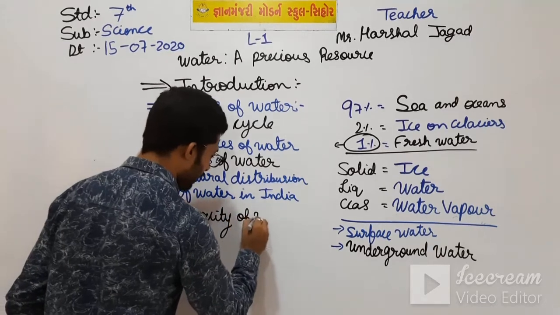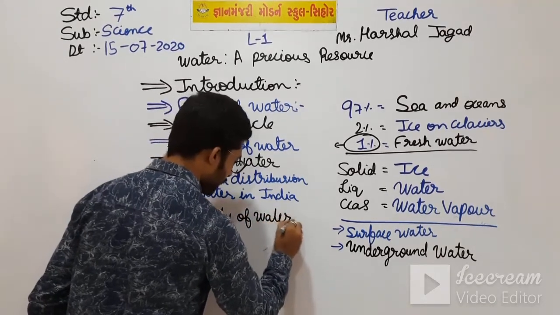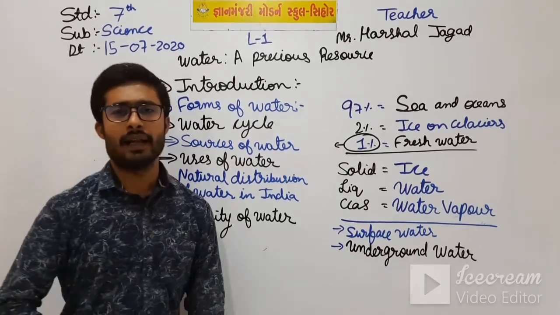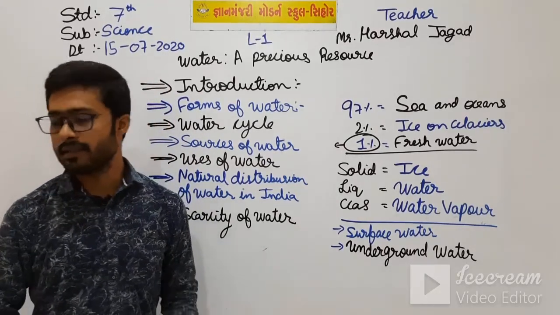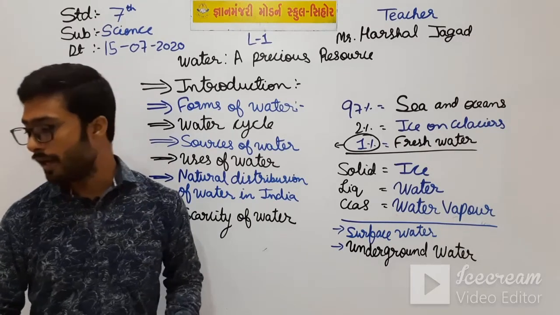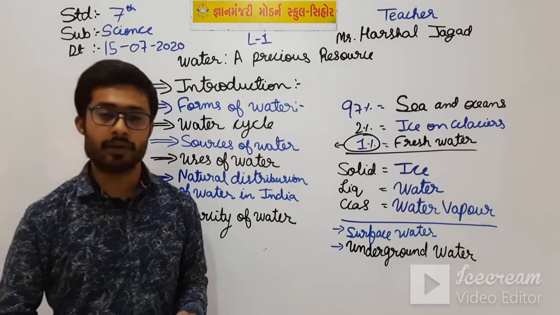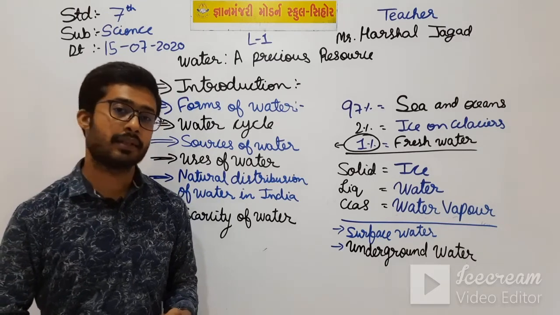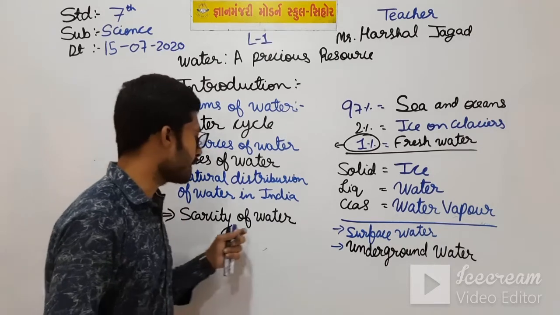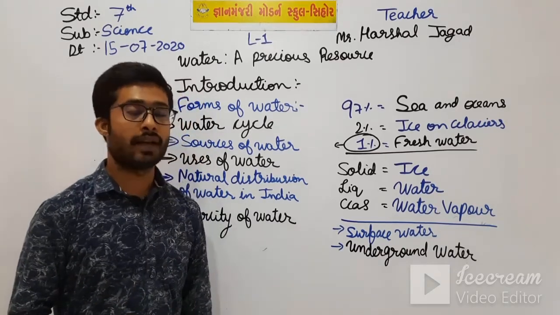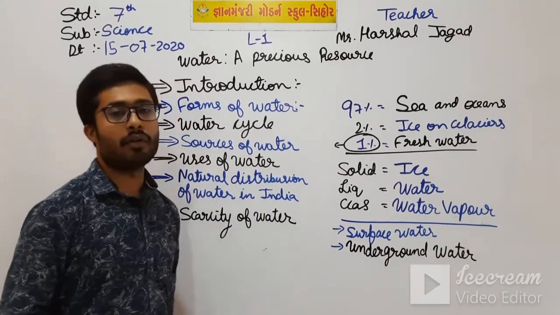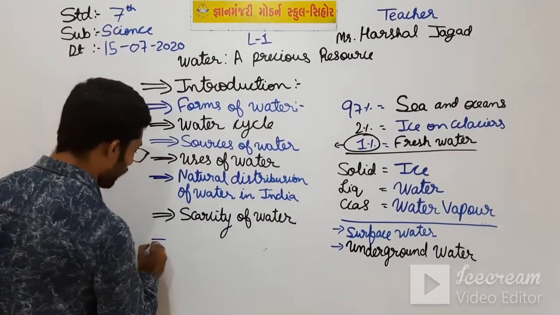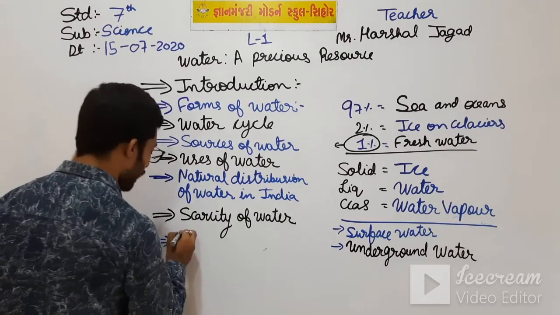Scarcity of water. In this we have seen many points, like increasing population, urbanization, increasing industries, deforestation, agriculture uses, activities, or human interference. So this we have seen in the scarcity of water. And next we have seen the techniques for the conservation of water.